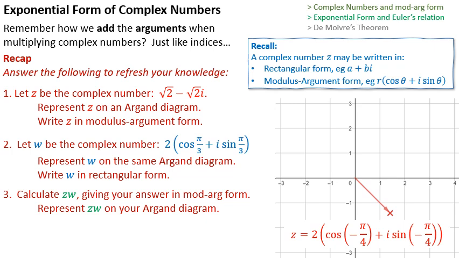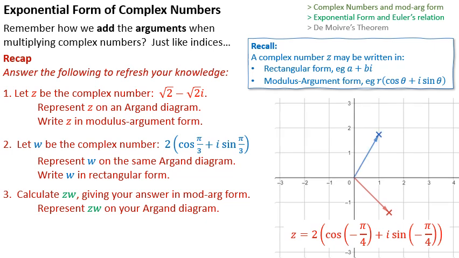For w, well, we've already been given the modulus 2, so we know it's the same size as this complex number, but we've been given a different argument. This one's positive pi by 3. Still an acute angle, but this one is going to be anti-clockwise from the positive real line. So we're going to draw that one up. That's 60 degrees for those of you who are still working in old money in degrees in your head. Pi by 3 radians anti-clockwise is going to be up here. And again, you can see it's the same length as z.